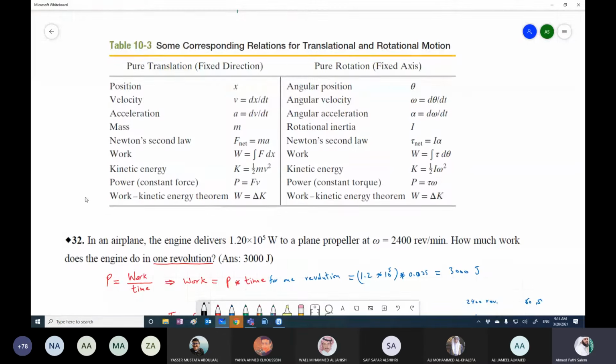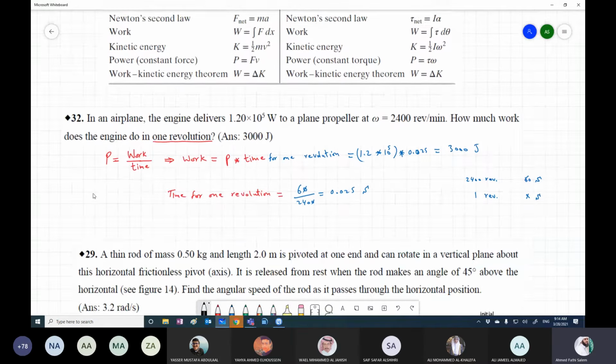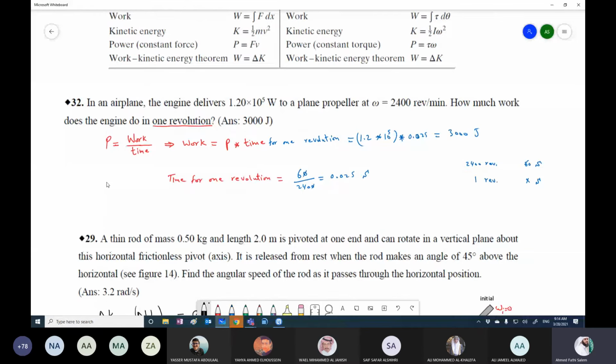Okay, let us take an example. In an airplane, the engine delivers 1.2 times 10 to the power 5 watt to a plane propeller at omega equal 2400 revolution per minute. So this is the omega, 2400 revolutions per minute. And this is the power. How much work does the engine do in one revolution?